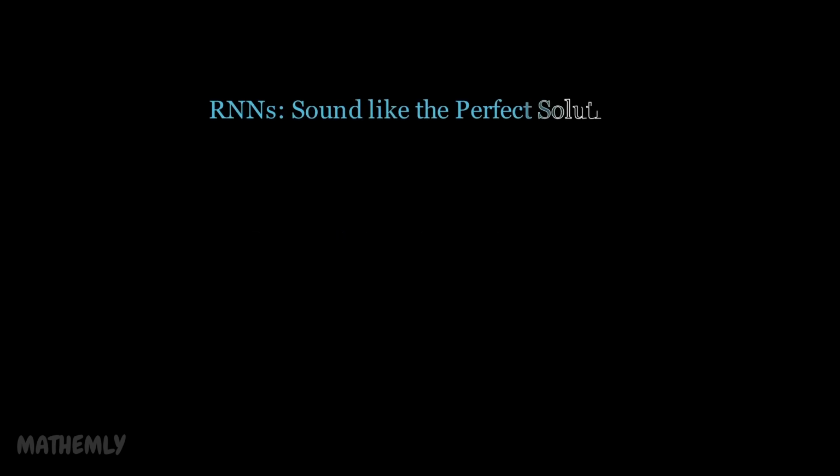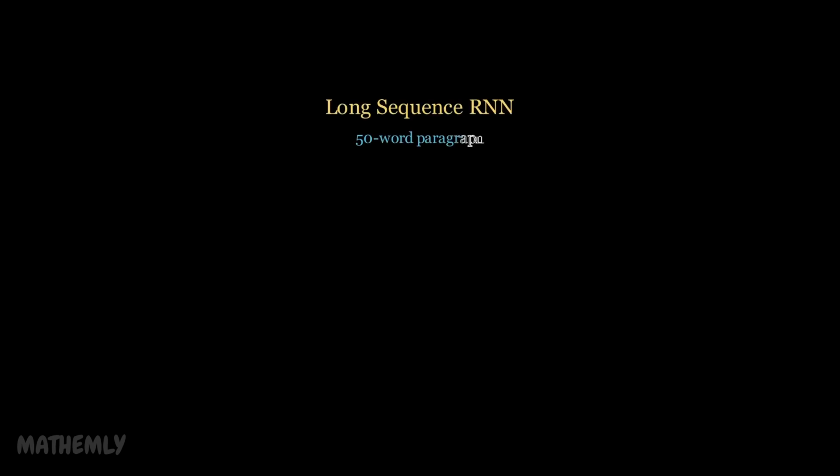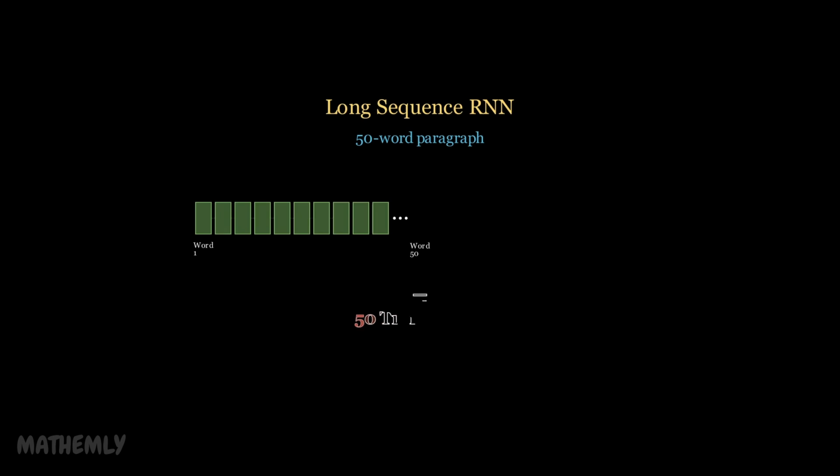So, RNNs sound like the perfect solution, but in practice, they run into a fatal flaw. Remember our last video on the vanishing gradient problem, where the learning signal faded away as it traveled backwards through deep layers? Well, think about what happens when we unroll an RNN. Processing a sequence is exactly like training a deep neural network, just laid out sideways across time. If a paragraph is 50 words long, the network is effectively 50 layers deep.